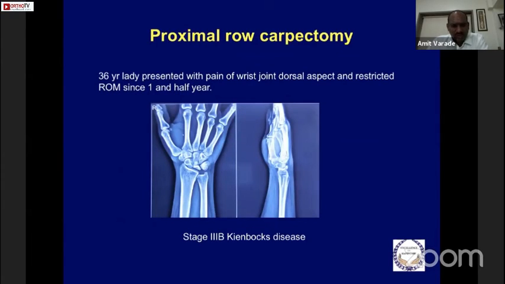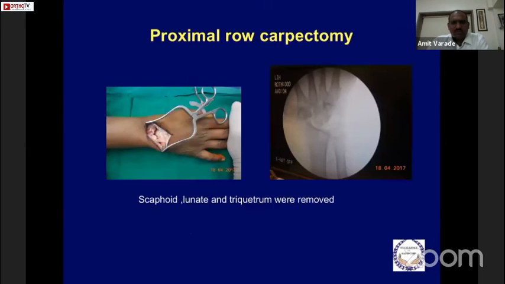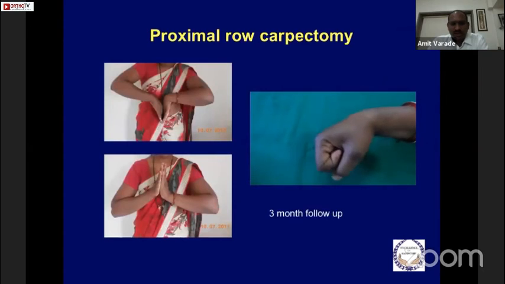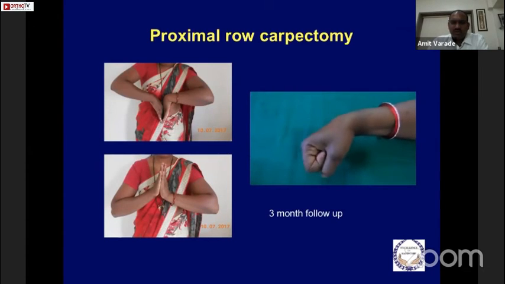We'll see by example. This patient had stage 3B Kienböck disease, and for this, we did proximal row carpectomy. This is a procedure where we remove the scaphoid, lunate, and triquetrum of the patient, and the head of the capitate articulates with the lunate fossa of the radius. Dorsally, we have to repair the radiocarpal ligaments. The same patient has got a reasonably good range of movement and is pain-free, with no symptoms.